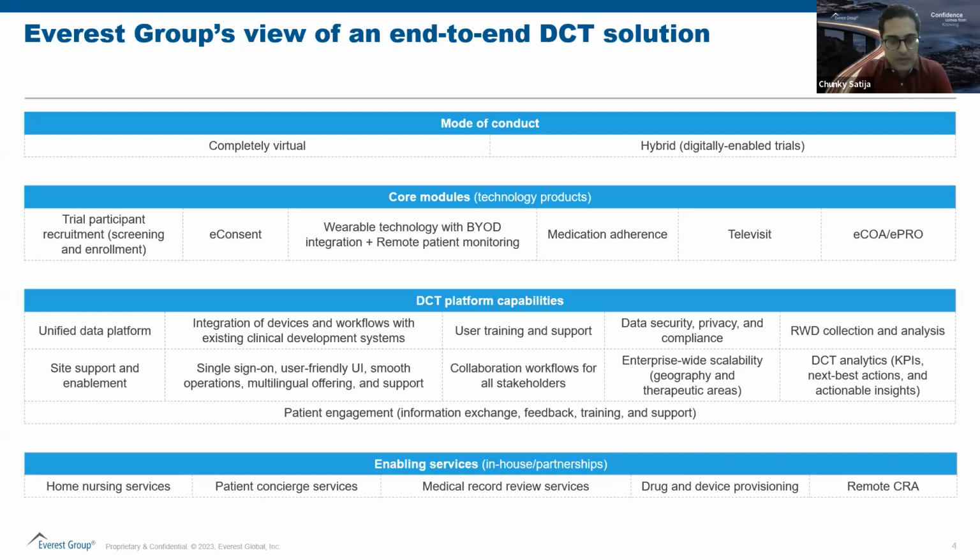And then there are a suite of enabling services because again, it's not a technology problem, and we believe that to tackle this holistically, you need a combination of services as well. So, again, these services include home nursing, patient concierge, remote CRA, medical record reviews, and drug and device provisioning. So this is how we define decentralized clinical trials.